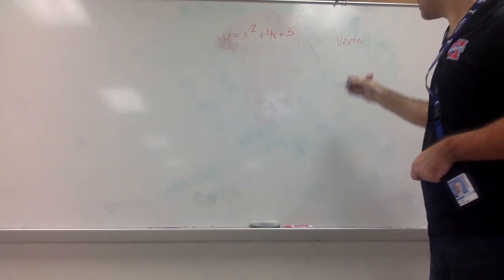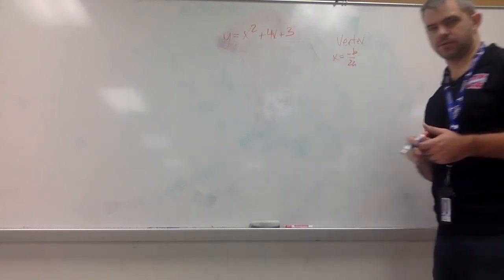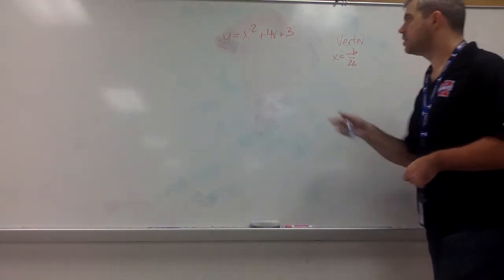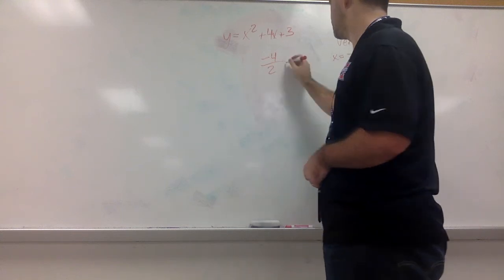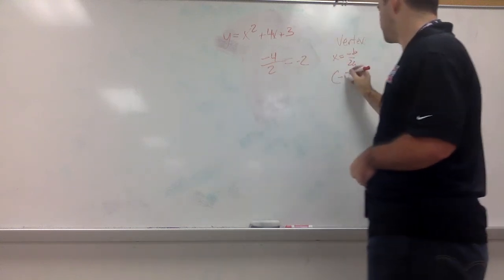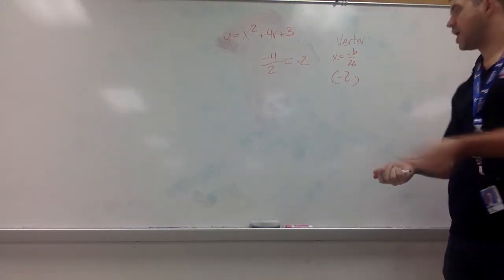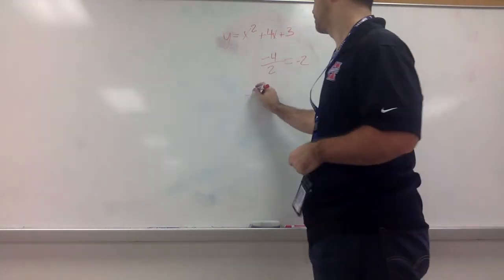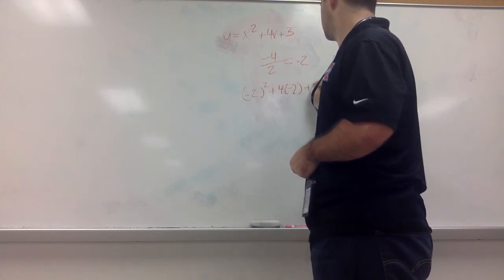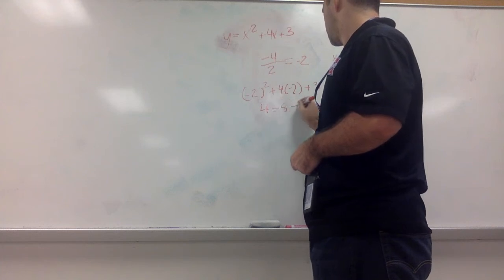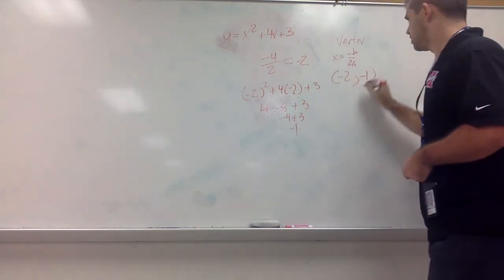Now, to get the vertex, my x is going to be what I like to call the mini quadratic formula, negative b over 2a. So negative b over 2a, so negative 2. So the x of my vertex is negative 2. Well, how do I find my y? I just plug it in. So negative 4 plus 3 is negative 1.